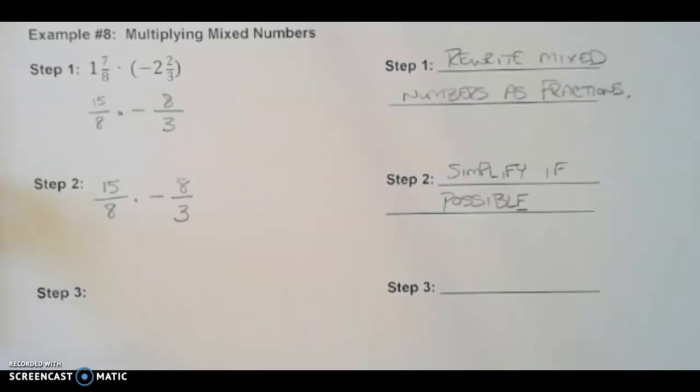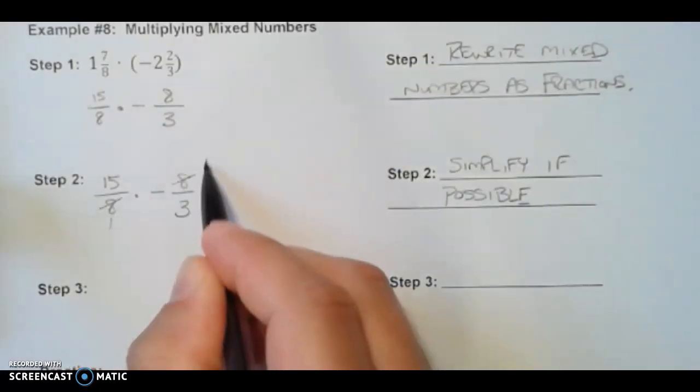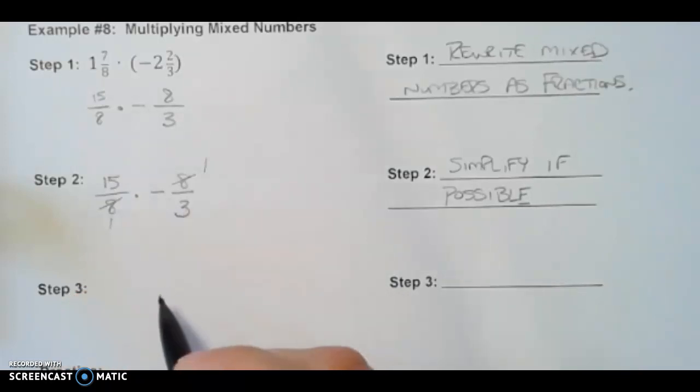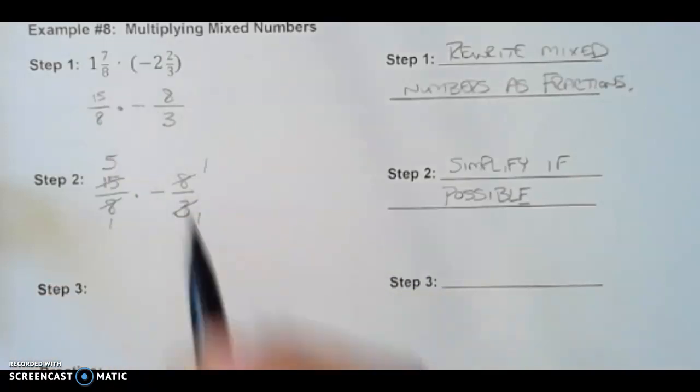Now that you have fractions, step 2, simplify if possible. In this example, 8 and 8 have a common factor of 8. Those become 1s. 15 and 3 have a common factor of 3. 3 goes into 3 once and into 15 5 times.